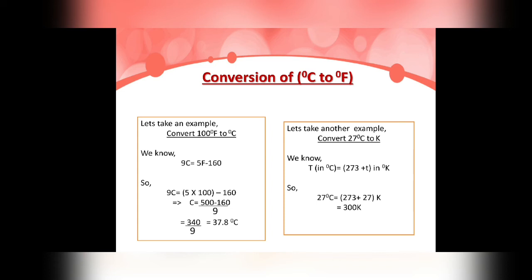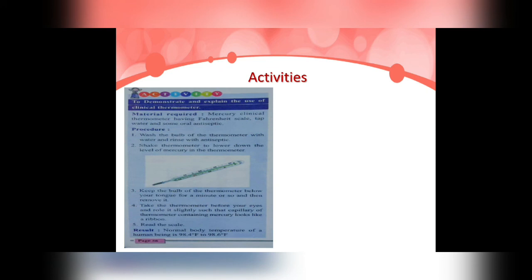In the same way, beta, you have exercise questions. In the back exercises, part F, there are 3 numericals to convert different scales. Please try to complete that. Next, there are 2 activities given. The first activity is to demonstrate and explain the use of a clinical thermometer, how we can use a clinical thermometer.